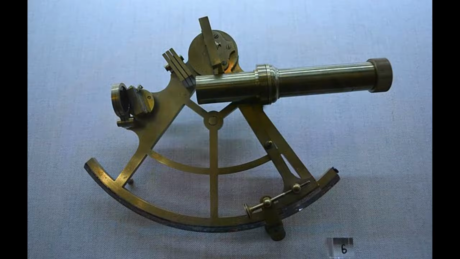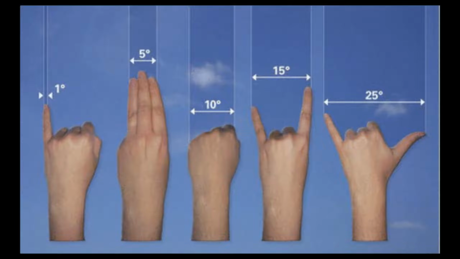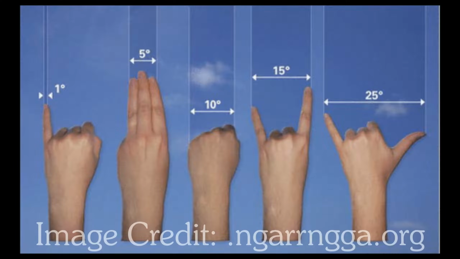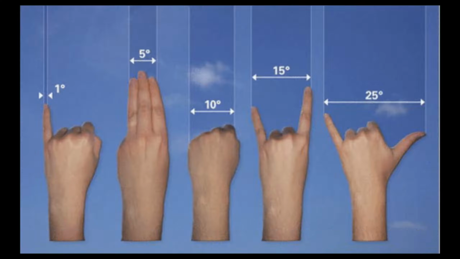But not everyone has a sextant lying around to take angular measurements. Fortunately for us, there are ways to make some basic angular measurements using your hand held at arm's length. Make a fist and hold it out in front of you at arm's length. Now extend your pinky. The width of your pinky at this distance is about 1 degree wide. Again, make a fist and extend your first 3 fingers. The width of your 3 fingers is about 5 degrees. Now close your fist, and the width of your fist is now about 10 degrees wide.